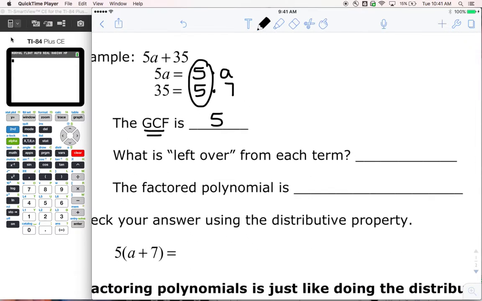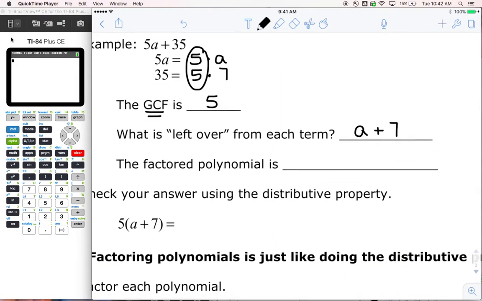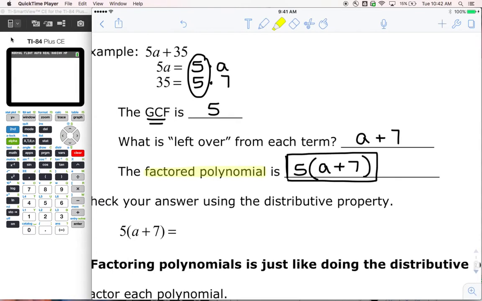And since they only have one in common, it's the greatest one they have in common. Then this says, what is the leftover from each term? Well, we had an a, and we had a positive 7. I'm talking about these numbers right here, the leftovers. So the factored polynomial, if we take out the 5 and write parentheses with the leftovers, a plus 7, this is what we are left with. This is what we're going to be doing today with our different expressions. This is our factored polynomial. I need y'all to understand that this and this are equivalent, but one is in factored form.